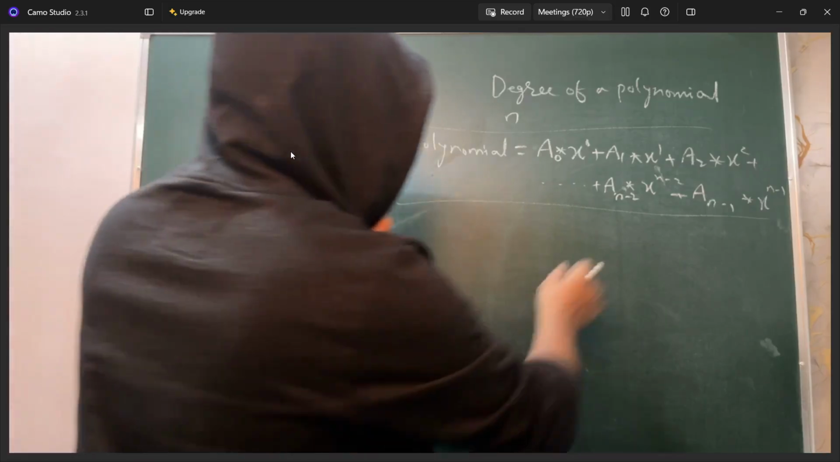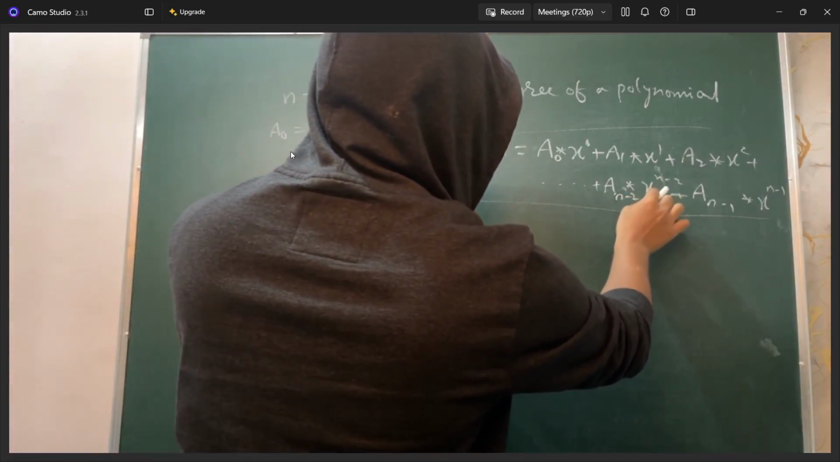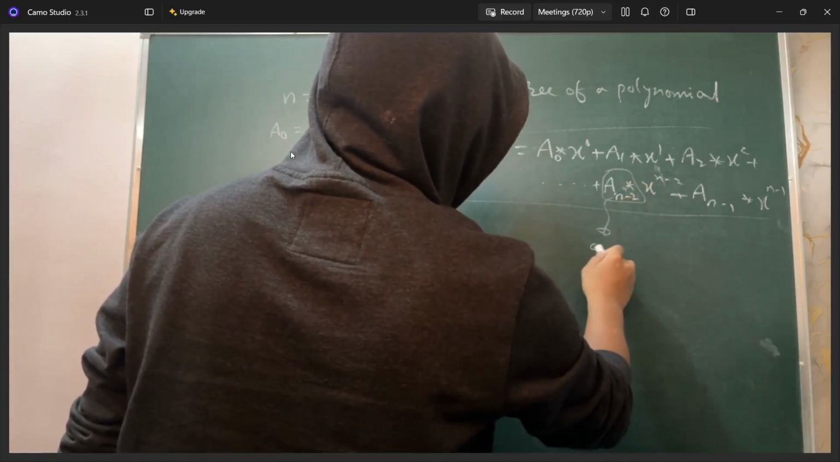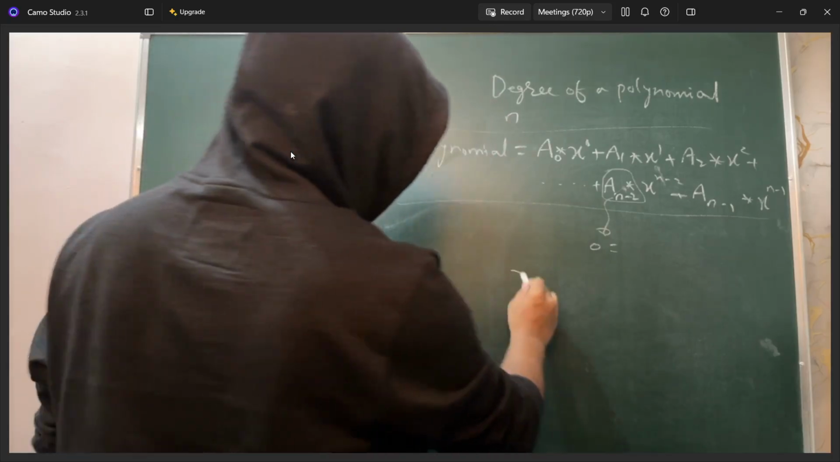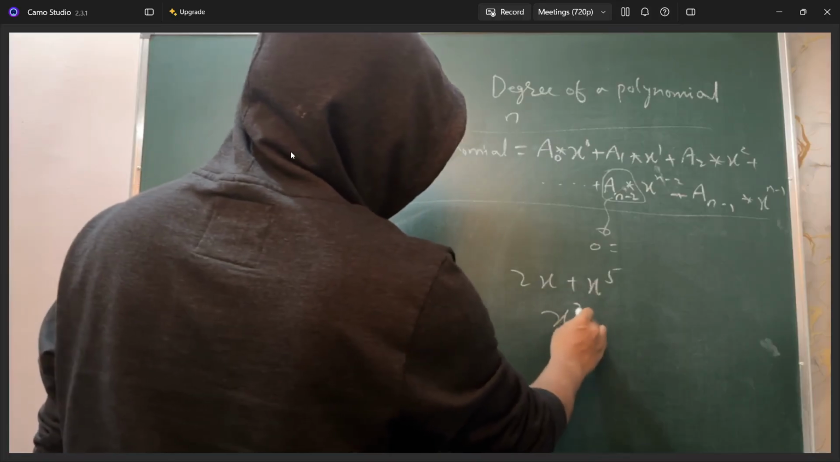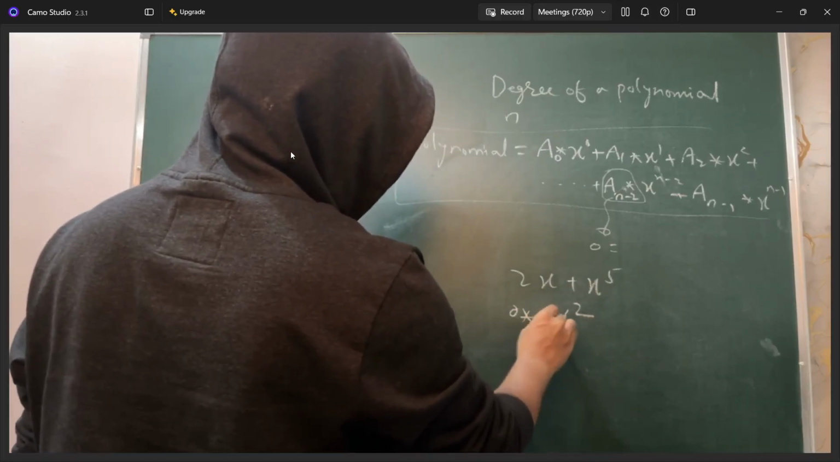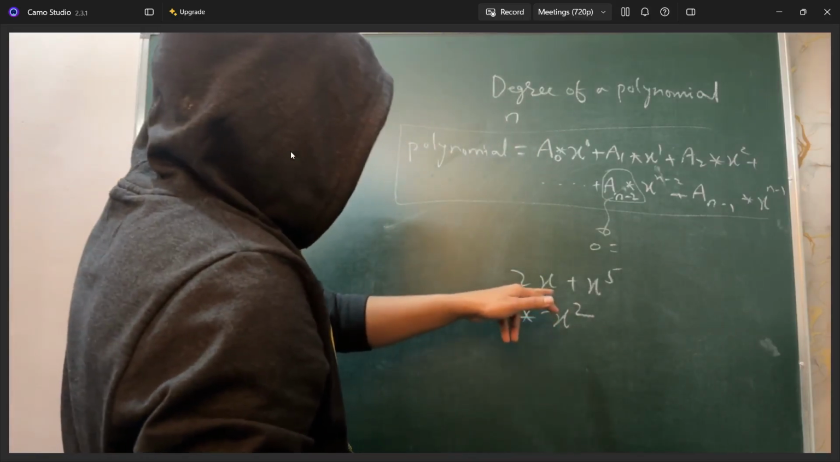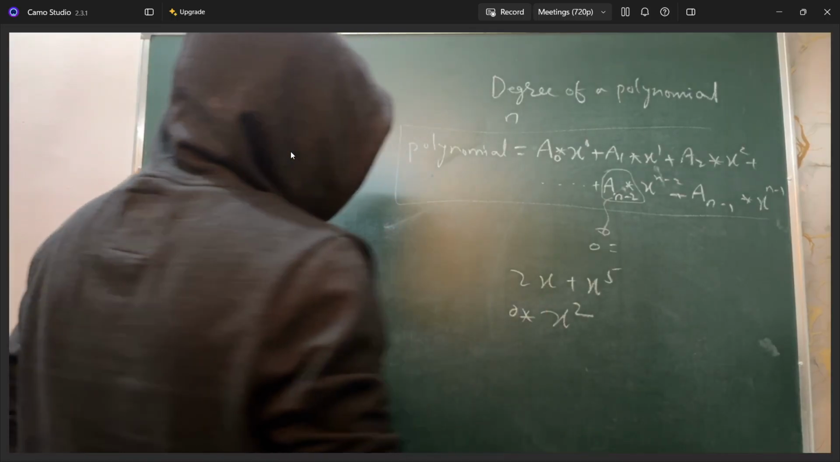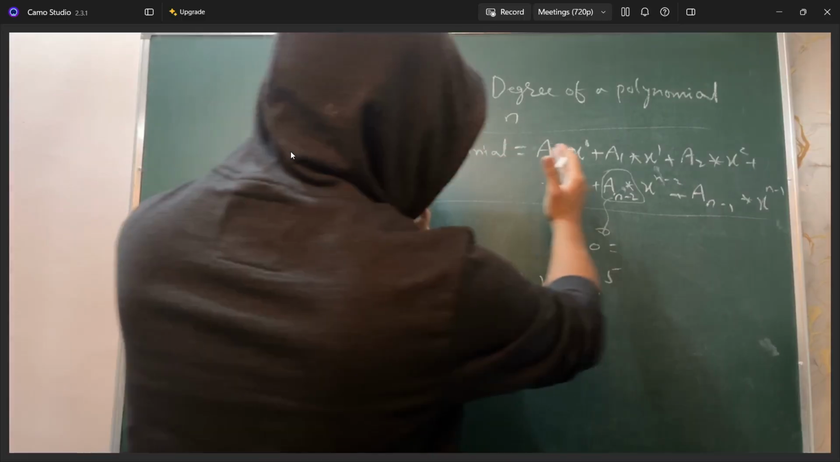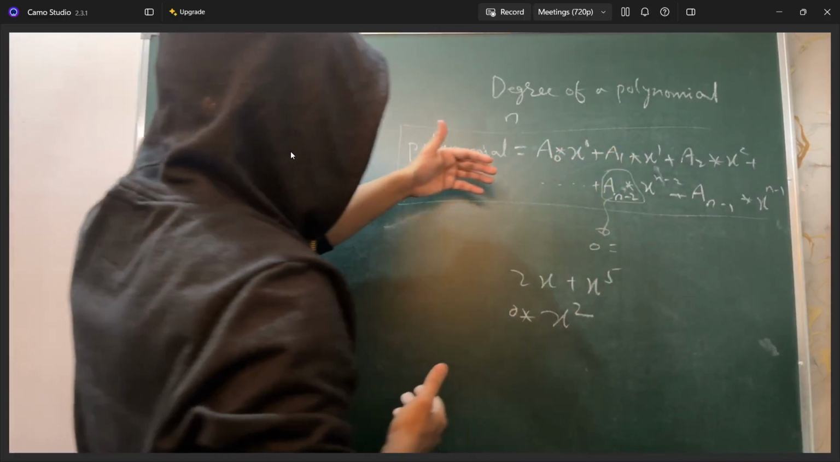And in order to find if that highest degree exists or not, you need to look into that coefficient. If that coefficient is 0, like in the previous example I showed wherein you had 2x plus x power 5, when you have x power 2, its coefficient is 0, that's why this degree is not in this polynomial. So you will be moving from left to right, which is said in the question.